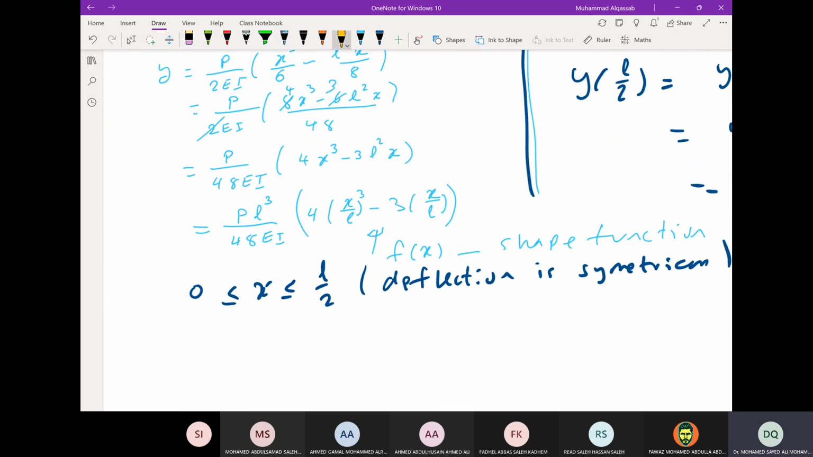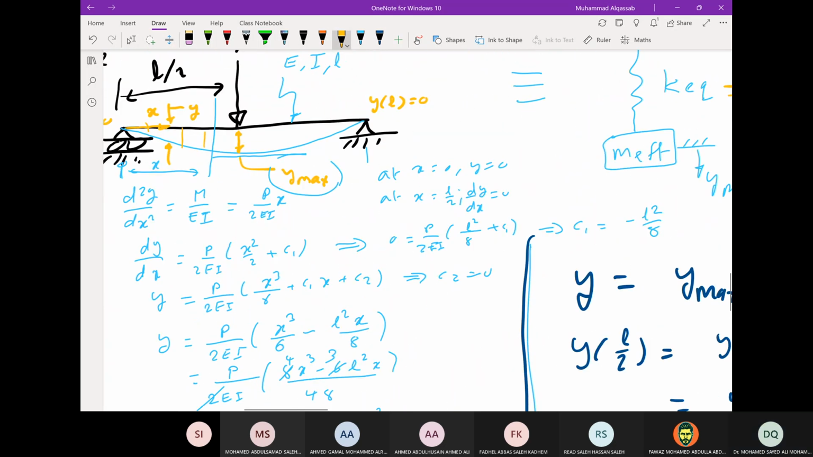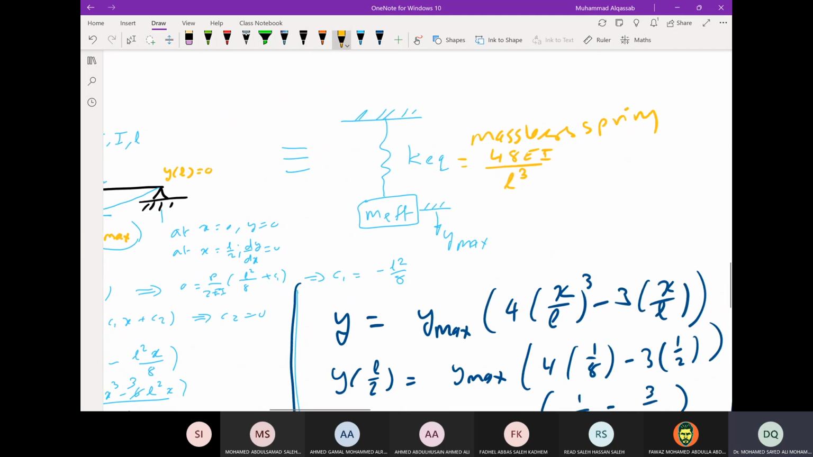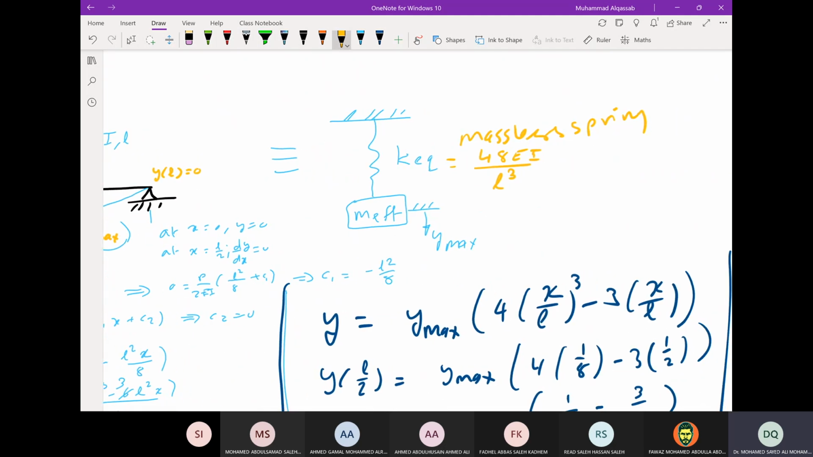Okay, when you put x equal to L over 2, you will find the relationship between P and Y maximum, and that will give you K. So K is 48 EI over L cubed because this is a simply supported beam, and the effective mass is the mass at midspan plus the added mass of the beam.